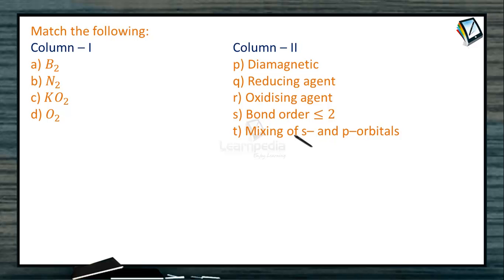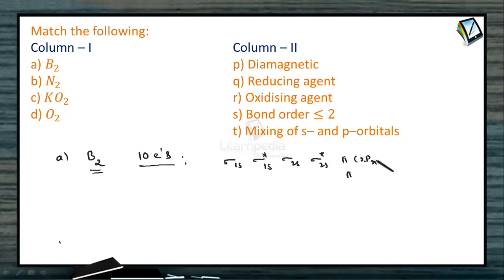Let us take B2. B2 has got a total of 10 electrons, atomic number being 5. So up to nitrogen, that is 14 electrons, we have molecular orbitals arranged in increasing order of energy as sigma 1s, sigma star, that is anti-bonding 1s, sigma 2s and sigma star 2s, pi 2px and pi 2py having the same energy and thereby written in this way. Then we have sigma 2pz.